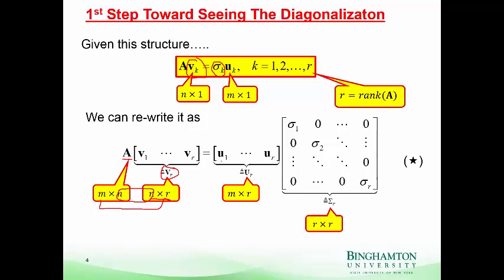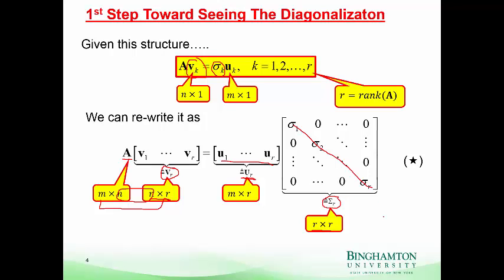So if we stack all of our U vectors from 1 out to R as columns, and we call this matrix U sub R, and we multiply from the right by this diagonal matrix with the singular values down the diagonal, remember those are all positive numbers, and there's as many of them as the value of the rank of the matrix A. So this is square, so it's going to be R by R. We'll call that sigma sub R.